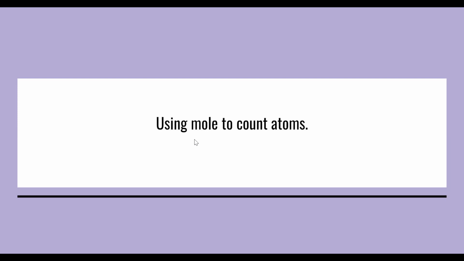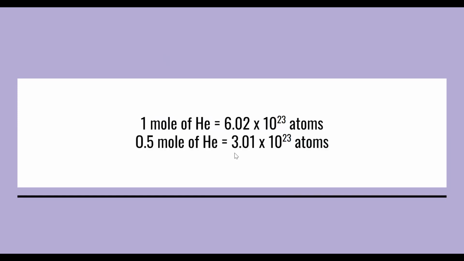We use mole to count atoms. Just like we use a dozen, we also use mole to count atoms. If we say 1 mole of helium is 6.02 times 10 to the 23 atoms, what is 0.5 mole of helium? It's half of that. So you divide by 2, that will give you this. Just to give you an idea of how mole is used.